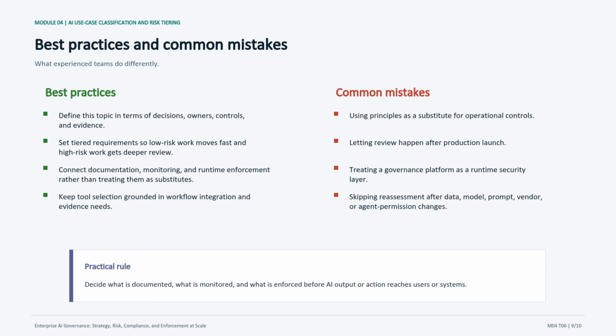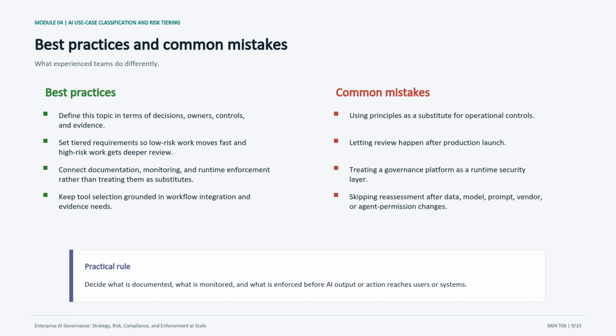Here, I would make the discussion practical and candid. The best practices are the habits that keep model and use case approval gates connected to decisions, owners, controls, evidence, and actual system behavior. The common mistakes are equally important. Teams often write principles, review too late, confuse governance workflow with runtime security, or forget to reassess after data, model, prompt, vendor, or permission changes. A good way to teach this slide is to ask learners which mistake is most likely in their environment and what one control would reduce that risk in the next 30 days. That sets up the recap.